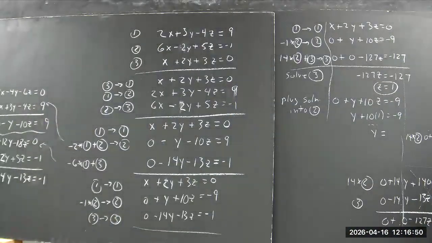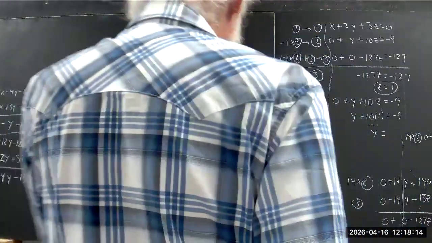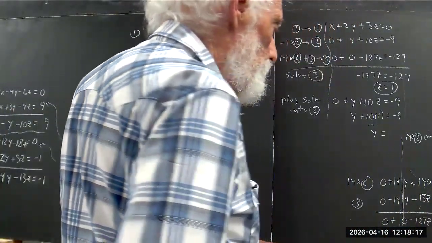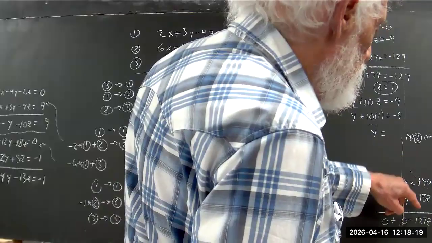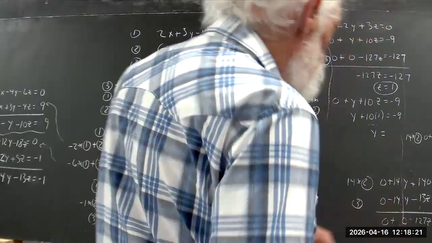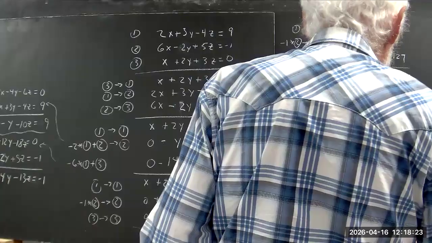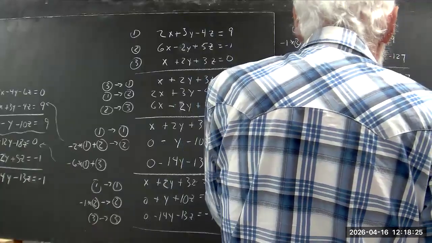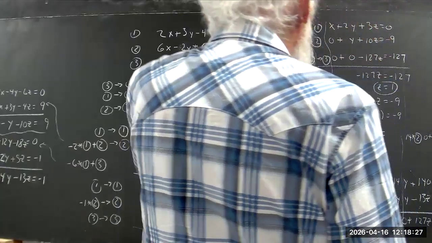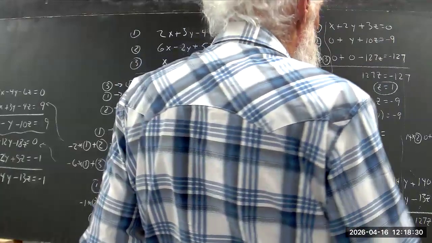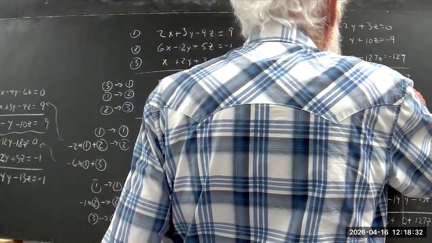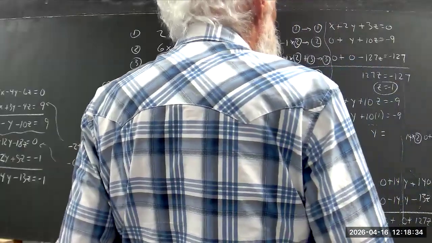Take a look here. We can finish it, but I wanted to get nice numbers, and I'm not sure I'm going to get them this time. Okay, it's a good thing, probably, that I'm checking myself as I go. 140z minus 13z is plus 127z. So we have plus 127z, which gives us z equals negative 1.